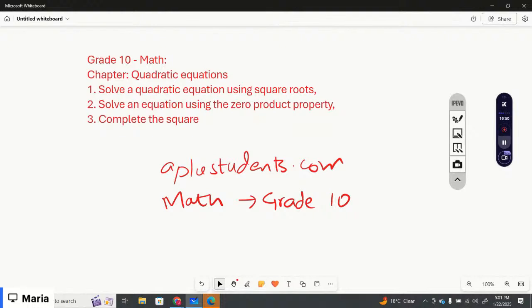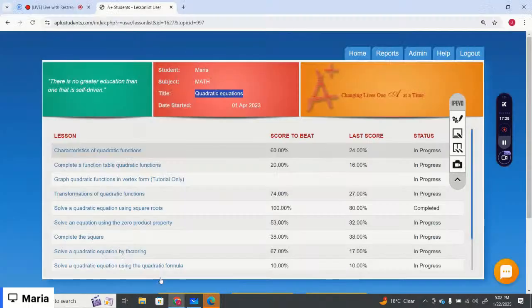We're going to start with the chapter Solve a quadratic equation using square roots. Solve an equation using the zero product property. Complete the square. So please make sure you have your notebook and pencil so that you can note down the important examples and definitions as well.